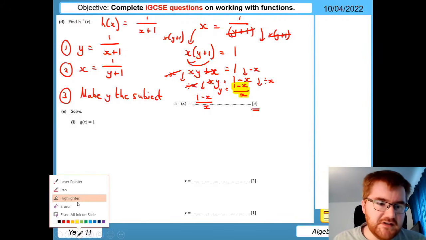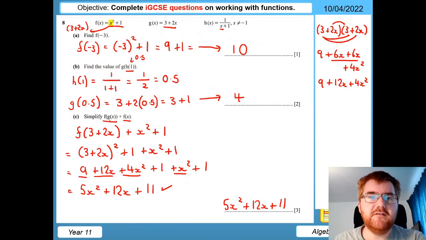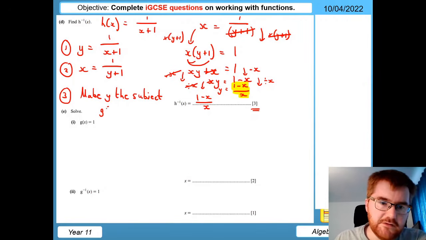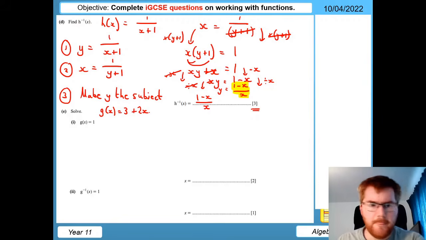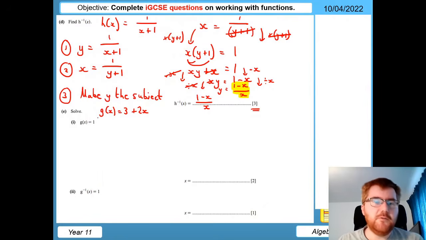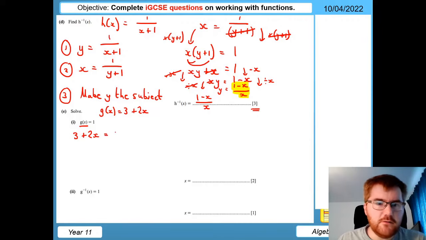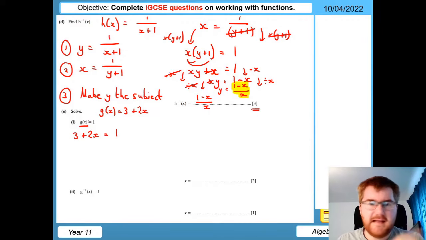And now we've got some interesting solving questions to do here. So we've got g of x is equal to 1. Just remind ourselves, g of x is 3 plus 2x, and we want to make it equal to 1. So I'm just going to change that g of x to what we know, which is 3 plus 2x is equal to 1. And now we want to make x the subject.